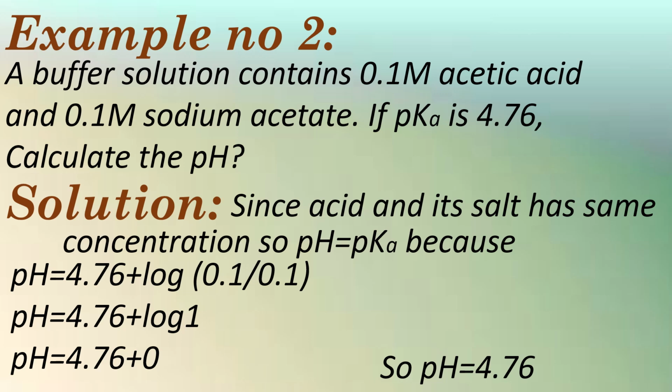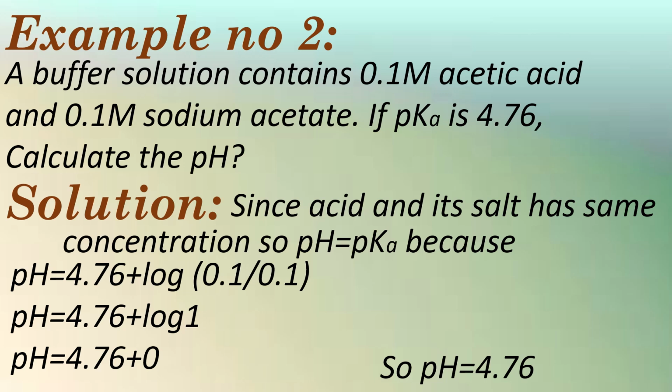Example number 2. A buffer solution contains 0.1 molar acetic acid and 0.1 molar sodium acetate. If pKa is 4.76, calculate the pH. So the answer lies in the question. You can see that both acetic acid and sodium acetate forming buffer are equal in concentration. When they are equal in concentration, the pKa of that solution is equal to its pH. So pH is equal to 4.76.